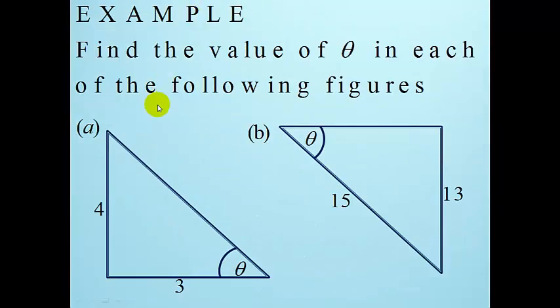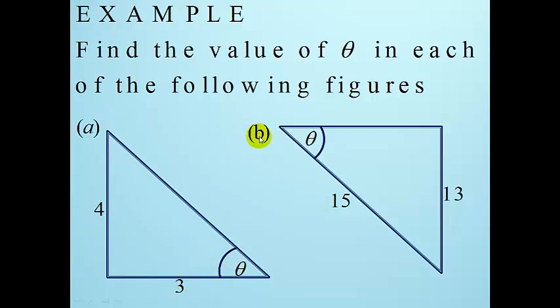Now example. Find the value of theta in each of the following figures. We have the figure in A and the figure in B. Now when we consider the figure in A, we can see that we are given two sides of the triangle, and we are left with the third side to calculate. Now we also have the acute angle in the triangle. We can see that side 4, this side with length 4, is opposite to the angle theta, and 3 is adjacent.